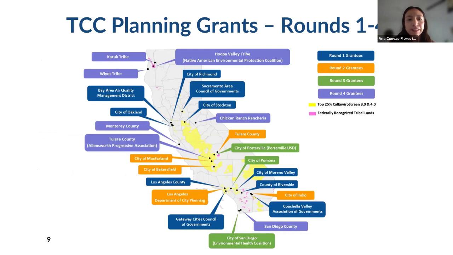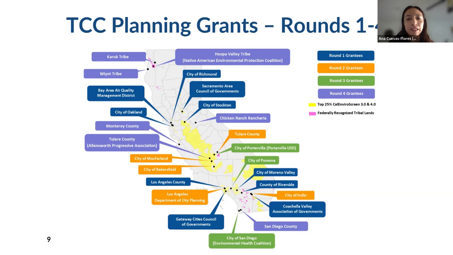So since the inception of the TCC program, there have been, up to date right now, 4 rounds of planning grants awarded, and you can see these past awards here on this map. In the most recent round, which was round 4, there were 7 applicants that were awarded grants, but the number of awards varies depending on the funding available. As seen throughout the rounds, there are different amounts of funding, as well as different numbers of grantees each round.